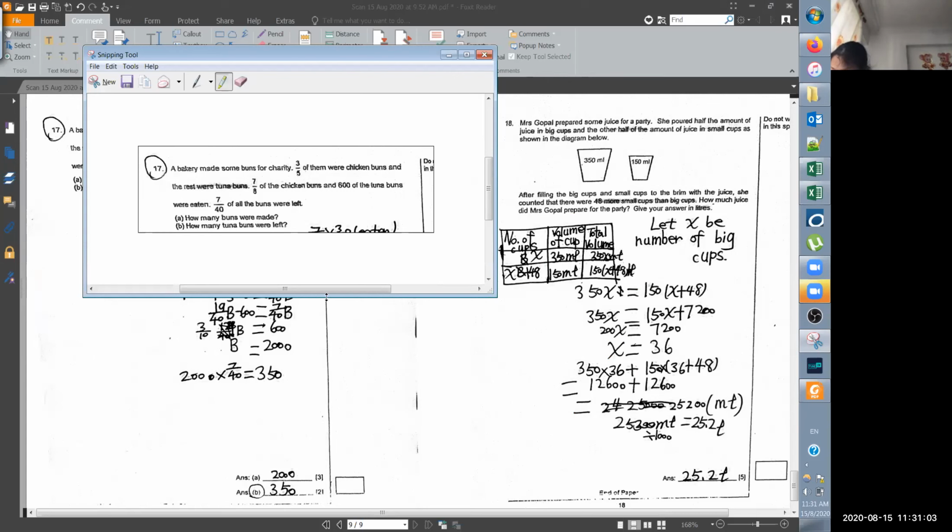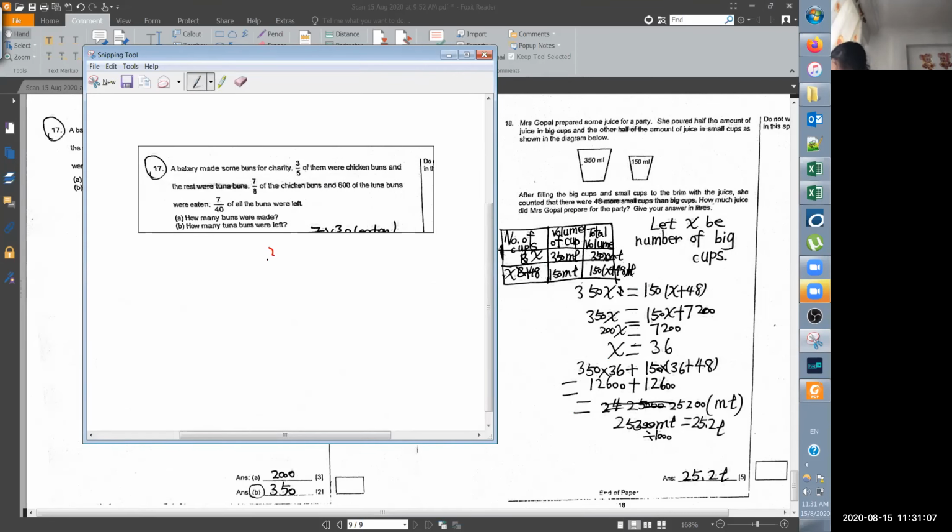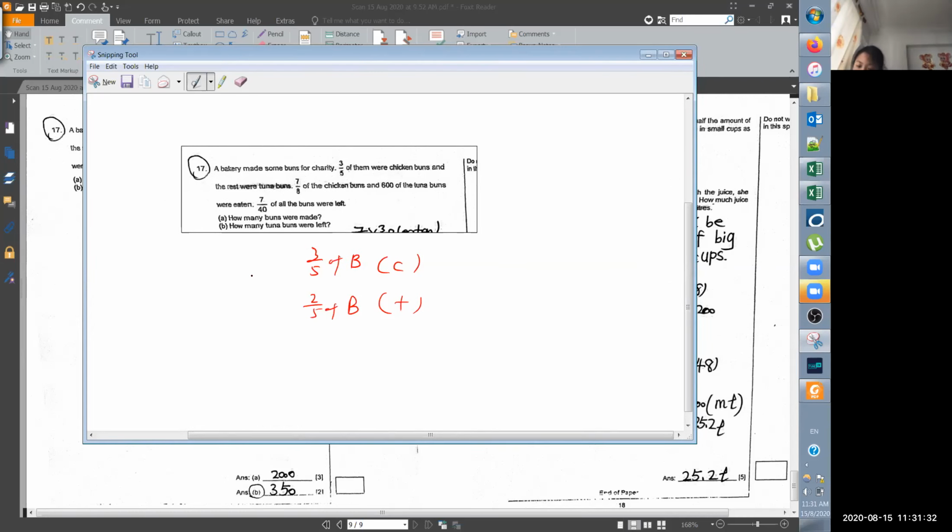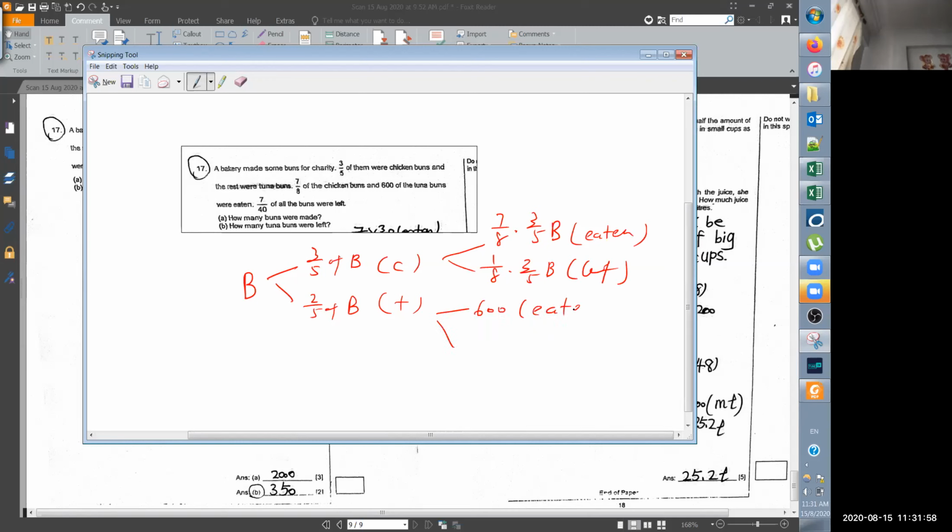So a bakery makes some buns for charity. 3/5 of them were chicken buns, and the rest were tuna. So 2/5 of the buns are tuna. Then 7/8 of the chicken buns and 600 of the tuna buns were eaten. So this is buns, and then chicken buns. Of chicken buns, 7/8 of 3/5 B is eaten, so 1/8 of this is left. Then 600 tuna eaten. Therefore 2/5 B minus 600 left.